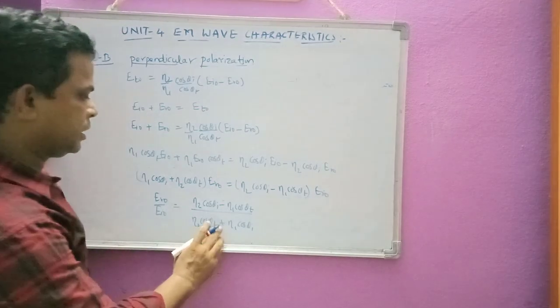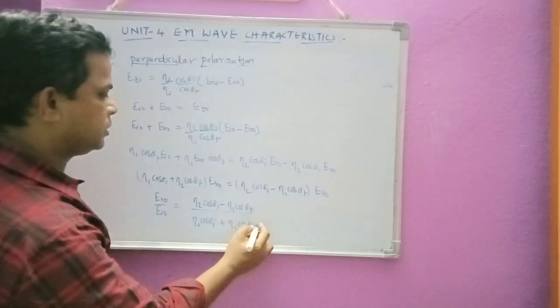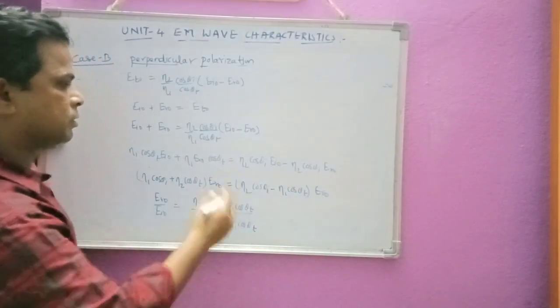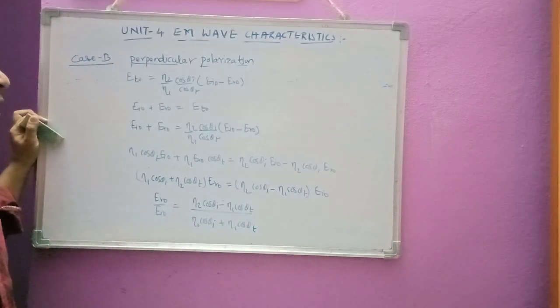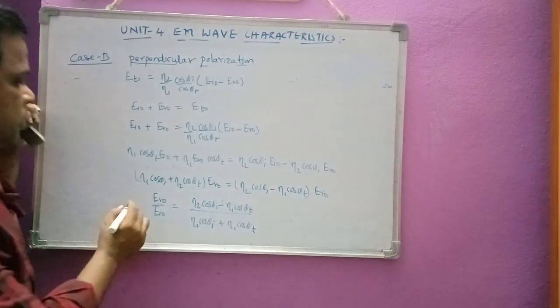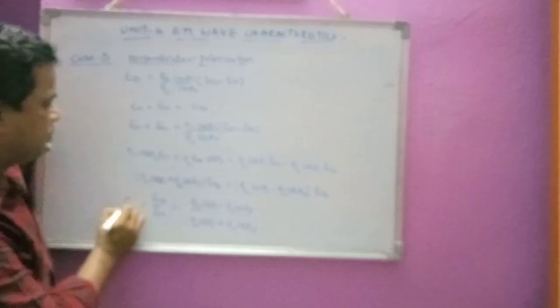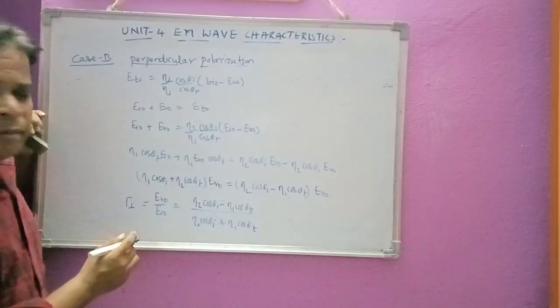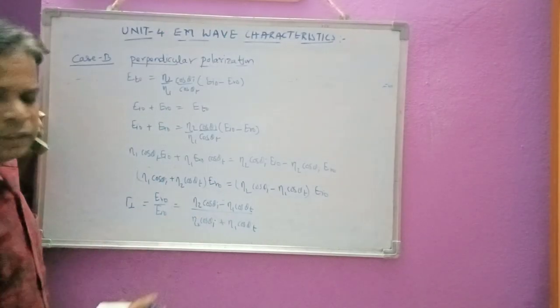So this is cos theta I, theta I, and this is theta t. After changing this equation, I am going to get this one, in terms of theta I and theta t. Now this equation is equivalent to gamma perpendicular. So gamma perpendicular is equal to, we have got this equation.